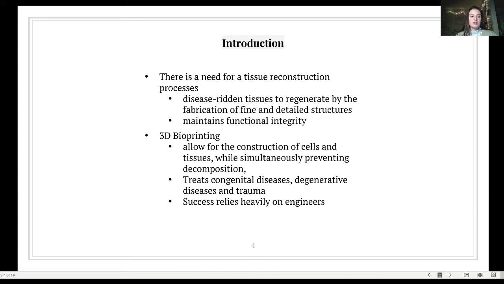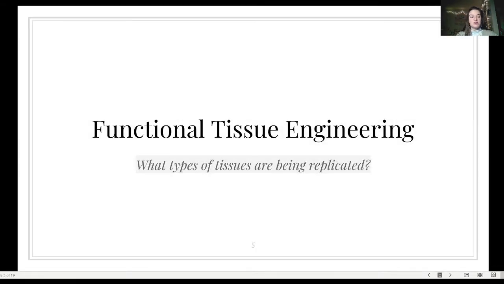The success of 3D bioprinting relies heavily on engineers to create machinery that has the ability to replicate cells and tissues in ways that are not only affordable but also readily available and efficient. This brings us to the first section of the paper entitled Functional Tissue Engineering, which ultimately answers the question, what types of tissue are being replicated?